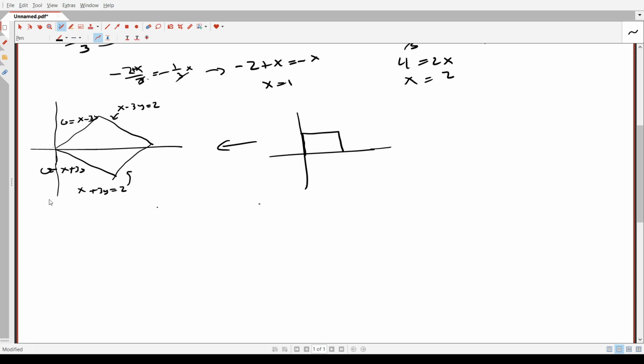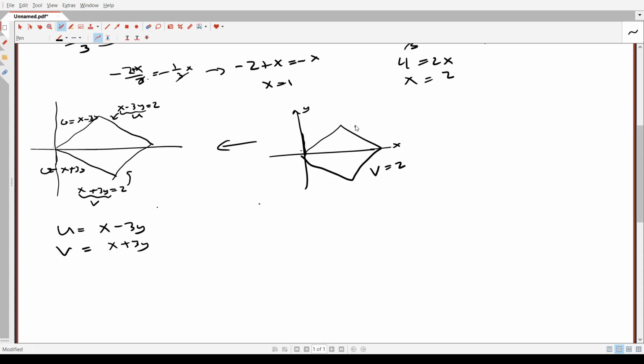Okay, so if we happen to just pick this for v and this for u, so we have u equals x minus 3y and v equals x plus 3y, then what does this region become? Right, this line right here, if I just redraw it, this line becomes v equals 2. So this is x and this is y. This is the line u equals 2.